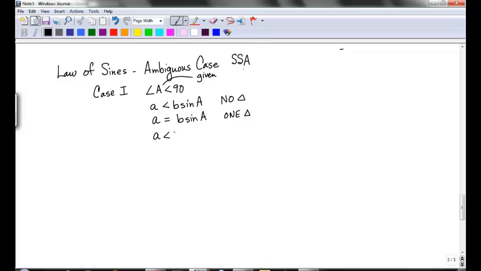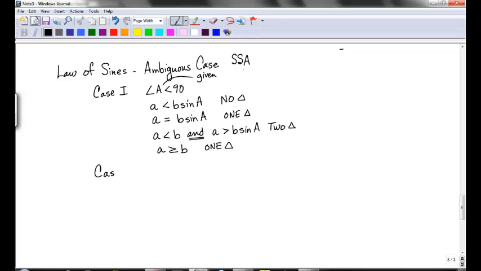If A is less than B, and I would highlight that or double underline it, and A is greater than B sine of A, then it's two triangles. And the last one is A is greater than or equal to B. It's one triangle. Make sure when you do the homework that you use your card, so if you make an error, you're going to find it when you're doing the homework.